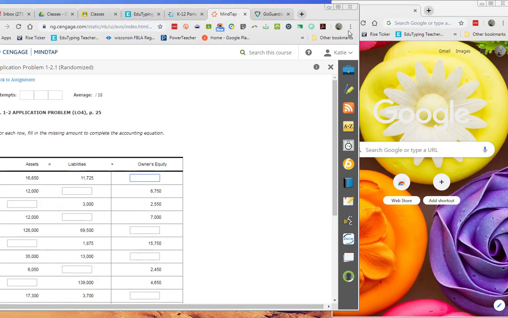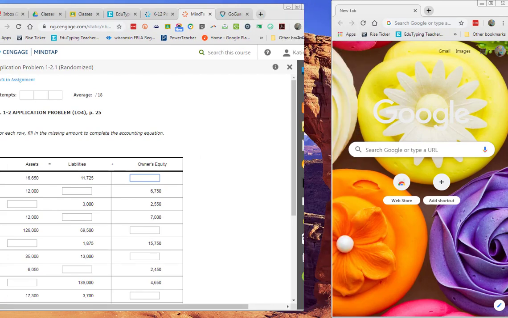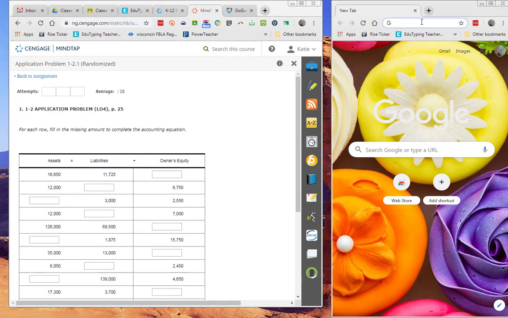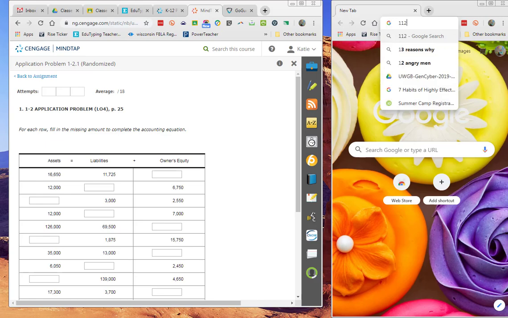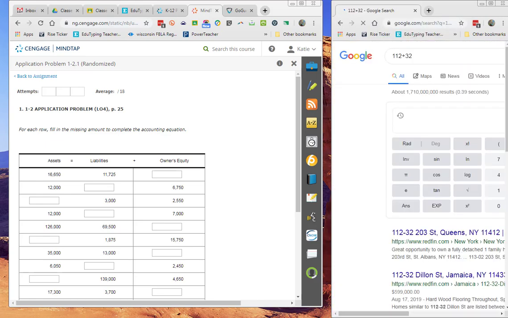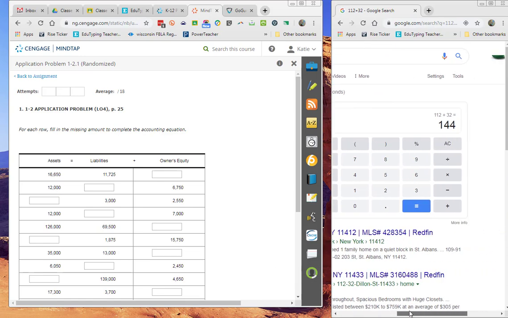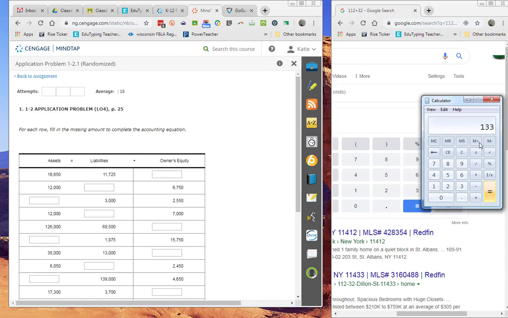My computer is being silly. So up here, right where I type in the URL, I can do 112 plus 32, and it just gives me the answer. It's a little bit small here. So you don't have to go and open up a calculator app. You really just do it up here on the top, and it will calculate it for you on a Chromebook. Here, in Windows, your best option is going to have this up and running because it takes up much less space.